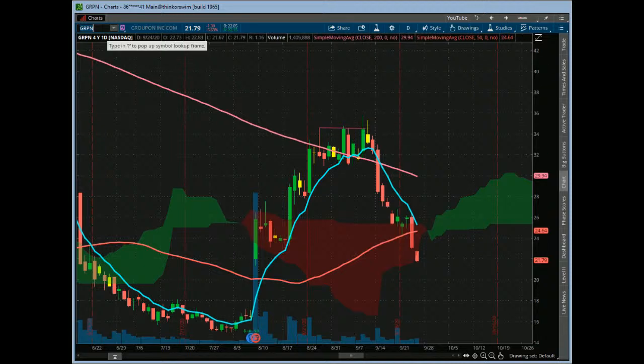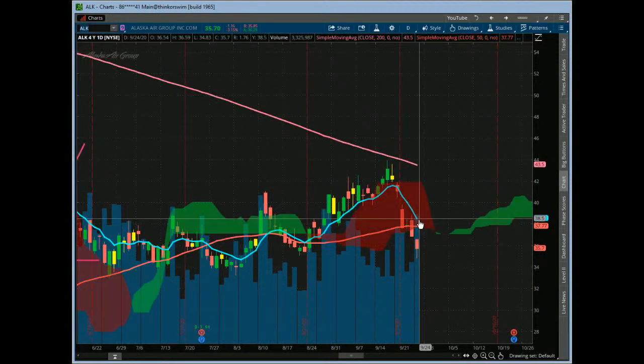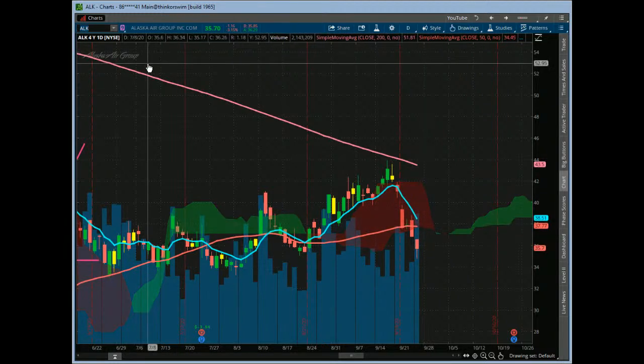So GRPN, ALK. Okay, Alaska Air. Again, airlines got hit there today too. Again, big volume there. Lower shadow, so a little bit of caution on that one.